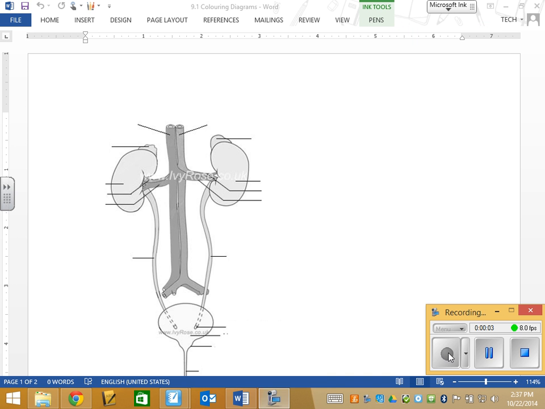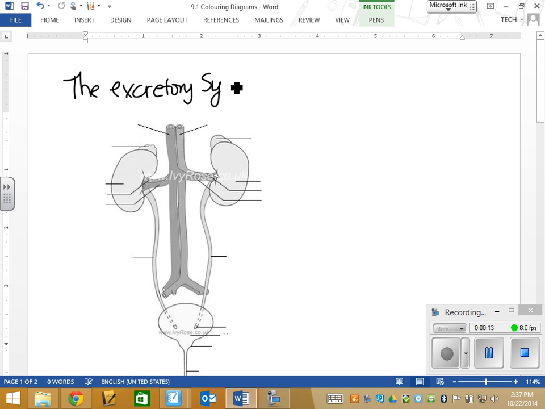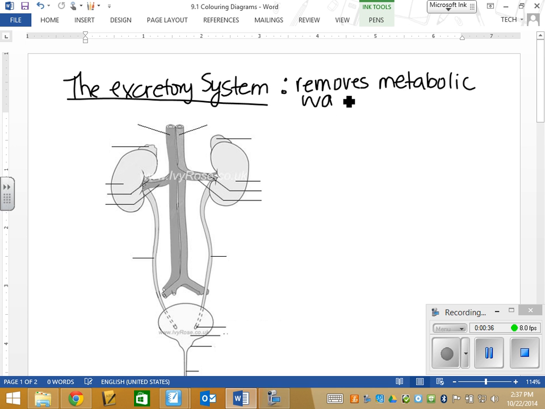So we're going to start with this picture at the top. Now, if I had to give a title to this picture, I would label this the excretory system. And if I have to give a definition for what your excretory system does, your excretory system removes metabolic waste. That's its function.